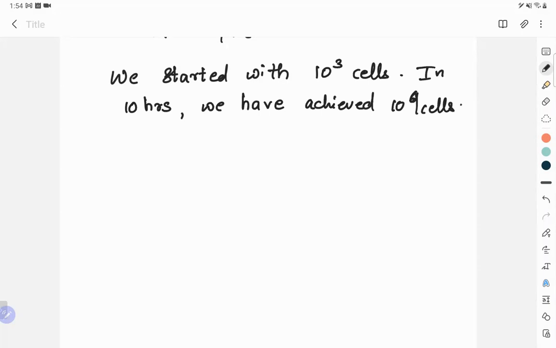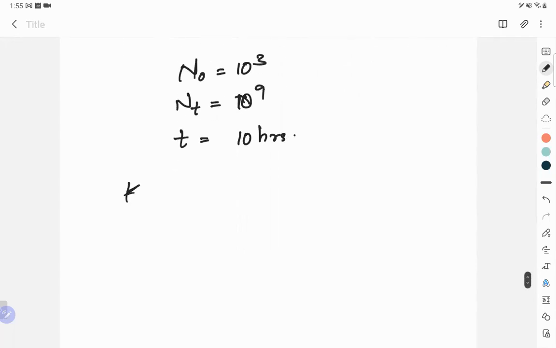Okay. So can you now very clearly tell me what is n0 in this problem? 10 raised to 3. What is nt? 10 raised to 9. And what is t? 10 hours. Excellent. Now let us calculate the mean growth rate constant first.